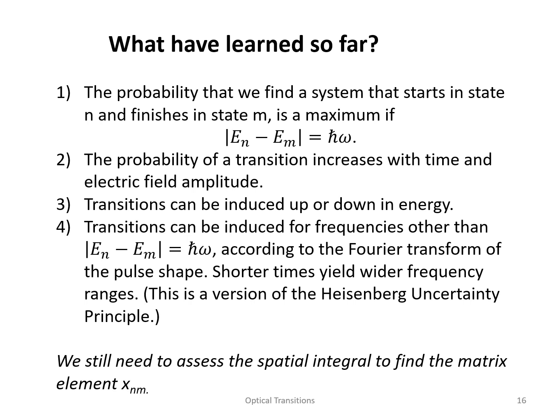Shorter times yield wider frequency ranges. Longer times, narrower frequency ranges. And this is a version of the Heisenberg uncertainty principle. All right, so we've just pulled out the time and energy dependence of the probability of a transition occurring.